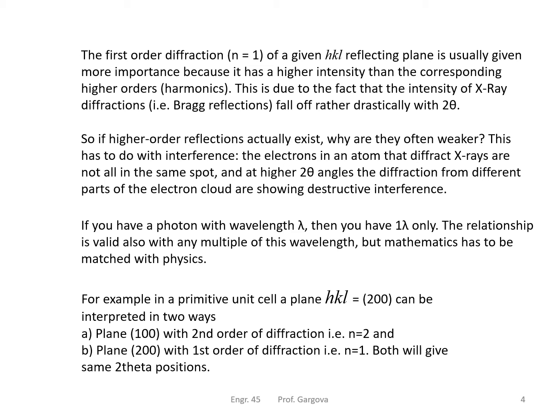That means that n would equal 2. Or it can be the 200 plane, but with a first order diffraction with n equals 1. And if we were to plug this into Bragg's equation, then we would see that we would get the same angle for both cases. So technically, the 2 theta position can give you 2 possible scenarios.